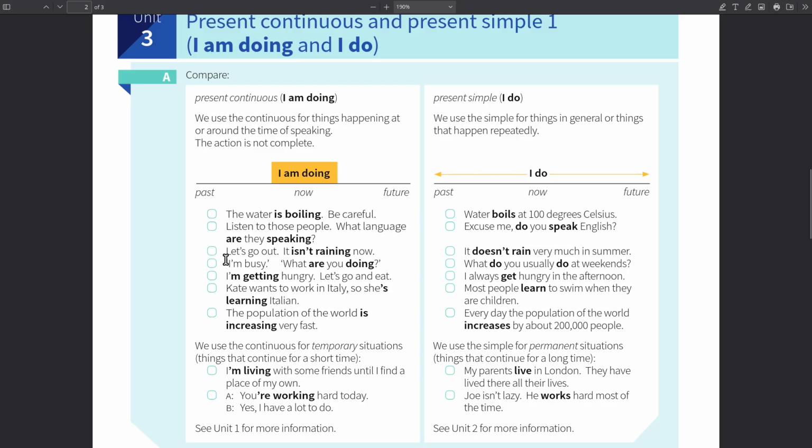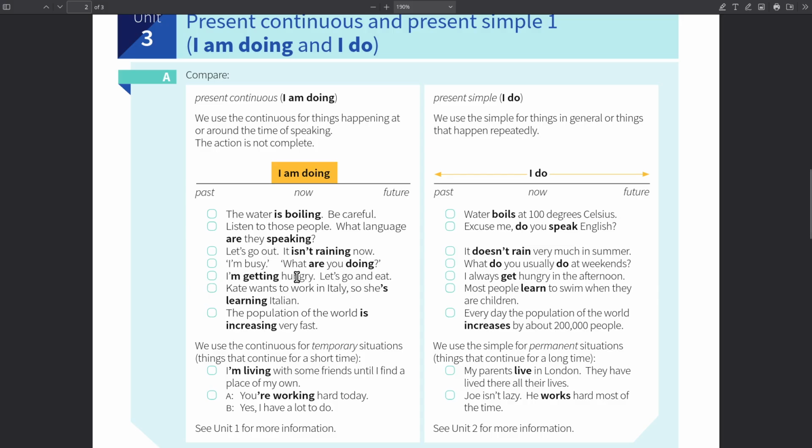Okay, let's go out. It isn't raining now. It isn't raining now, right? So we are talking about that right now it's not raining, right? It's an action that's happening right now. It's a moment action. It's not like all the time in the past. No, we're talking about a specific action that's happening in a specific moment. That is the present. Okay.